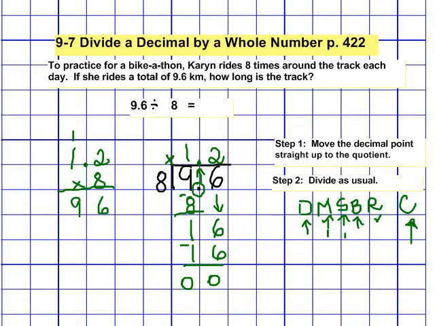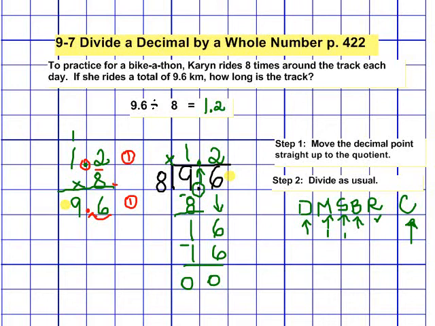I need to check my decimal points. Right here, I have 1 space after it, so I'll put that on the side. There are no spaces here. So in my answer, I should have 1 space after the decimal point. So my answer then is 9.6, and that's the same as the dividend right here. So my answer is correct. 9.6 divided by 8 is indeed 1.2.